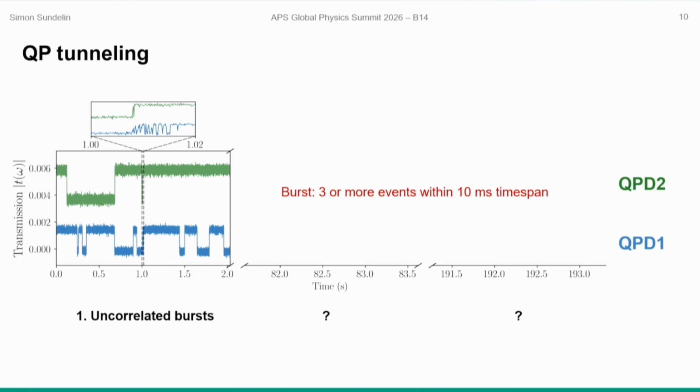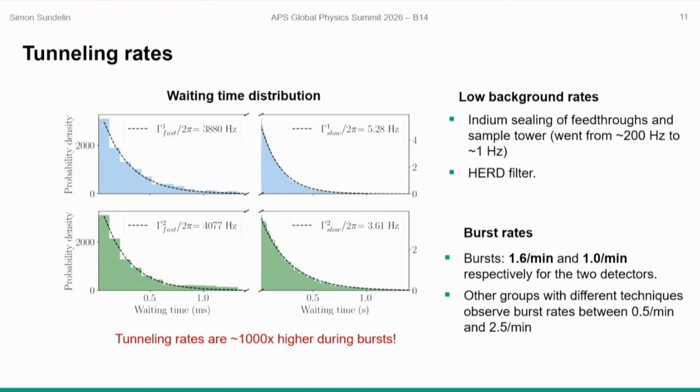So with that in mind, of course, one can go about doing some post-processing, extracting the background tunneling rate, which we here see lies on the order of a few hertz, which is quite low due to the different mitigation strategies that we apply. But interestingly, if we only look at the bursts themselves, we see a tunneling rate which is about 1,000 times larger than that of the background. And the rate at which these bursts occur is on the order of 1 to 2 times every minute, which is quite comparable to what other groups, probably some of you here in this room, have seen before.